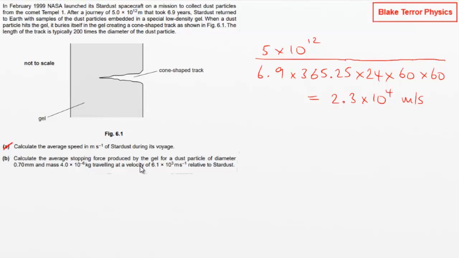Calculate the average stopping force produced by the gel for a dust particle of diameter 0.7 millimeters, mass of that, traveling at a velocity of that, relative to Stardust. Okay, so that's telling us the stopping distance on all of this, isn't it? So we want the average stopping force. So we've got a mass. I think they told us, here we go. So it's 200 times the diameter. So we can do 200 times this.